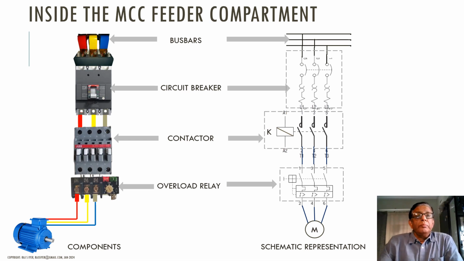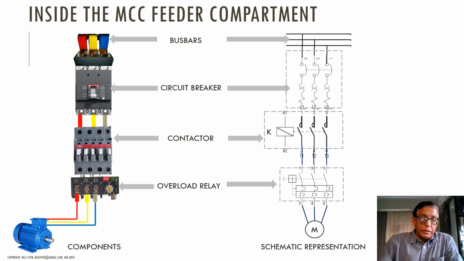And then below the circuit breaker, you see there is a contactor. This is the device that actually switches on the motor. You can see there is a solenoid that pulls a set of three contacts. These switch on simultaneously, and then they can feed the current to the motor.